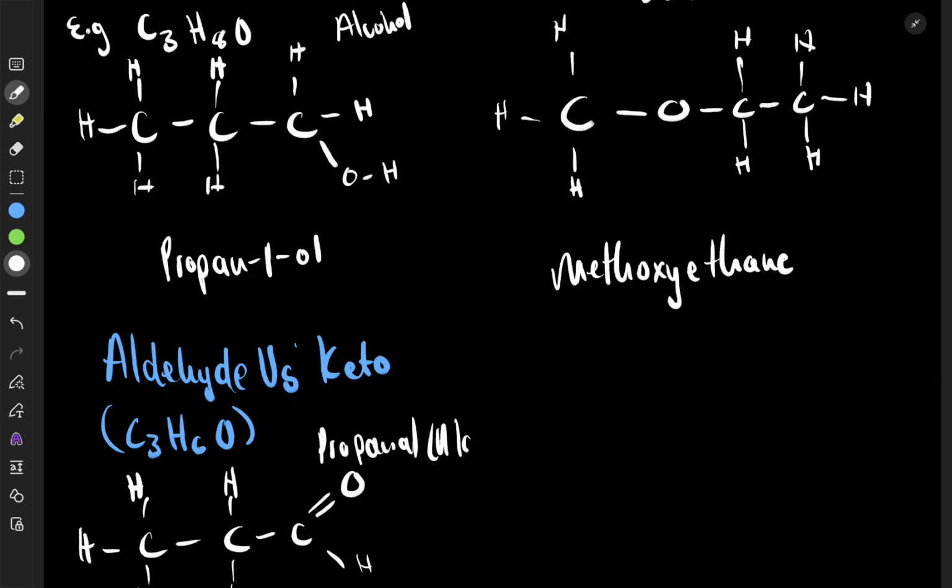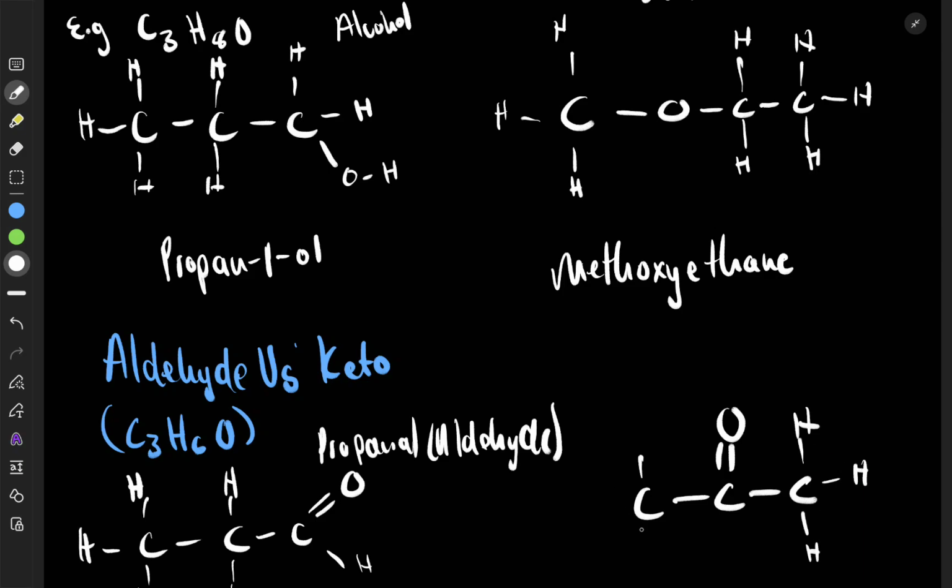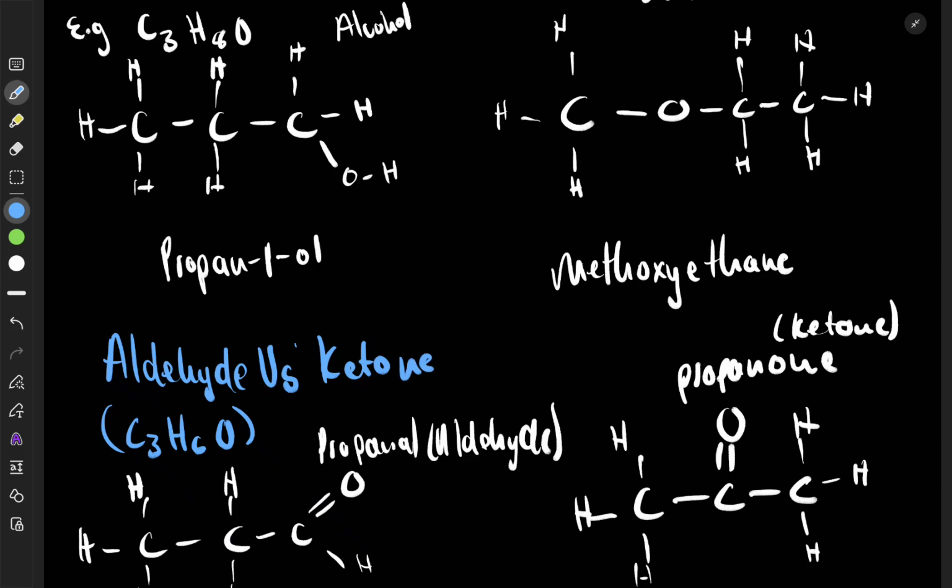And for my ketone, it is going to be the same, so it'll be C, C, C, like this. But then the double bond will never be at the end. It will be inside like this. Then I will have my hydrogens like this. And if you see, both of them will be C3H6O. And this is going to be propanone, my ketone. And these two are going to be functional group isomers of each other.